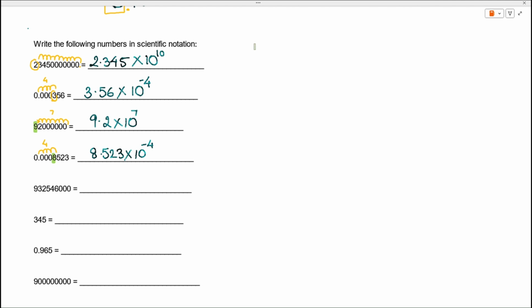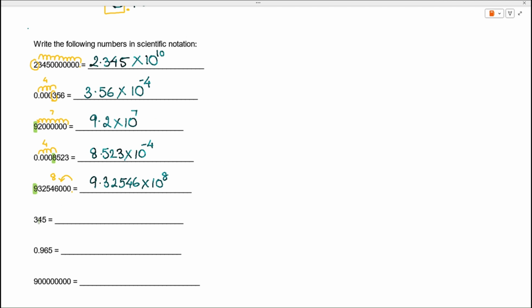For the next one, again the same way, the first non-zero digit is 9. The decimal, because you cannot see it, is right over here. We have to move it 1, 2, 3, 4, 5, 6, 7, 8 decimal places onto the left. So our scientific notation is going to be 9.32546 times 10 raised to the power of 8.